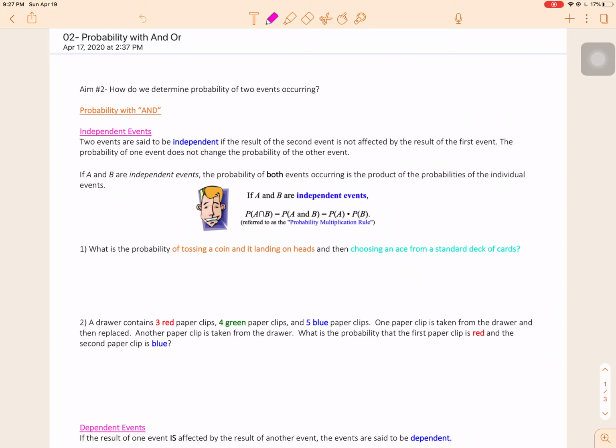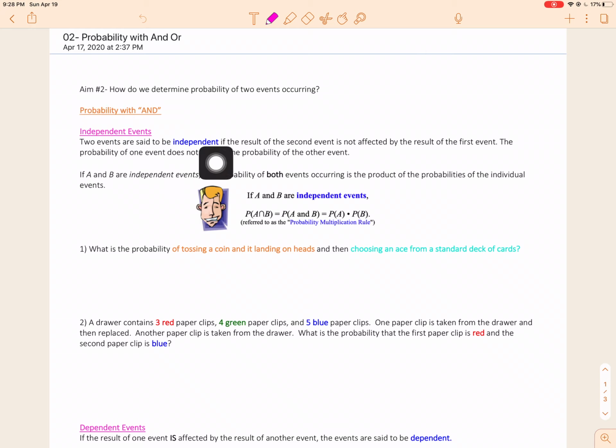Hey all, so we're going to look at day two, which is probabilities with "and" or "or" statements. So it's the probability basically of two events occurring. It could be more than two, but we're going to look at two for today. So first we're going to look at what it means to have a probability with "and," the probability of two things happening, like the probability of rolling a die and getting a two, and flipping a coin and getting heads. Well, rolling a die and flipping a coin are what we call independent events.